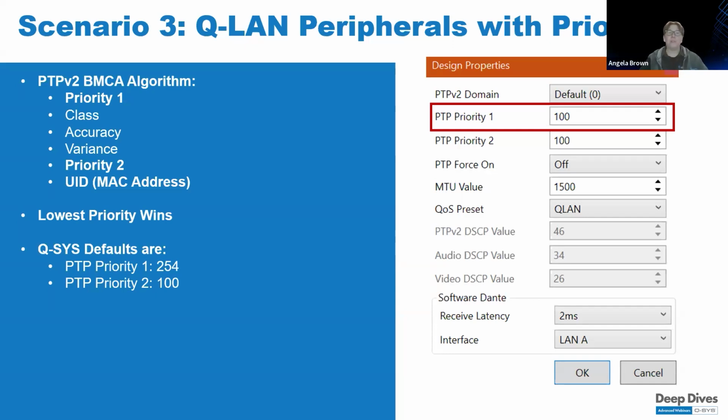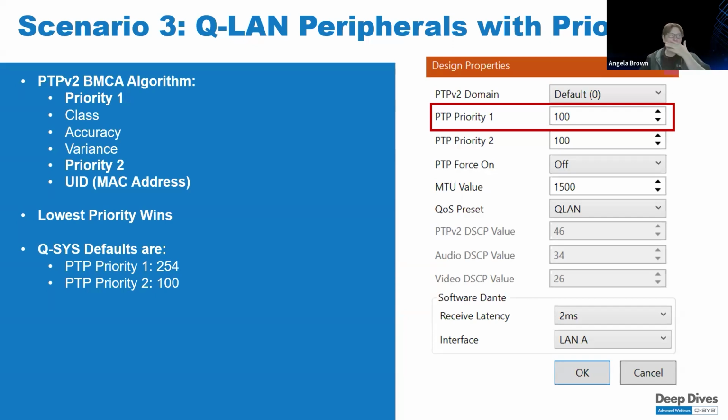So PTP priority 1. It's a value from 0 to 255 that you manually configure. The lowest value wins, like I just said. And it is the first thing that gets compared. So if you're thinking about setting up a network that has a lot of cores on it and a lot of devices that may or may not be vying for Grandmaster Clock status or clock transmitter status, you can use PTP priority 1 because it is the first thing that gets compared in the clock algorithm in the BMCA.